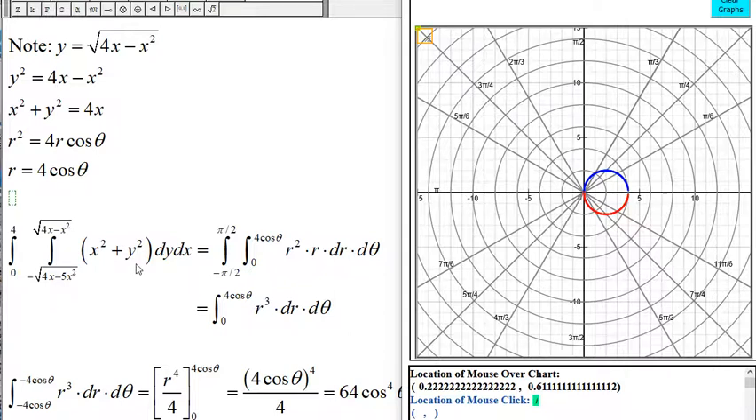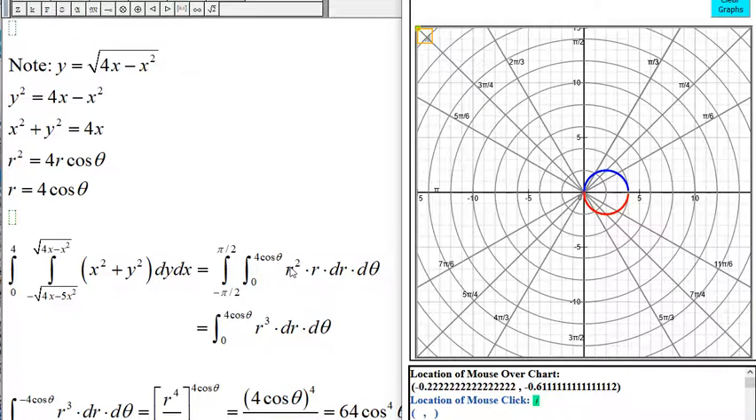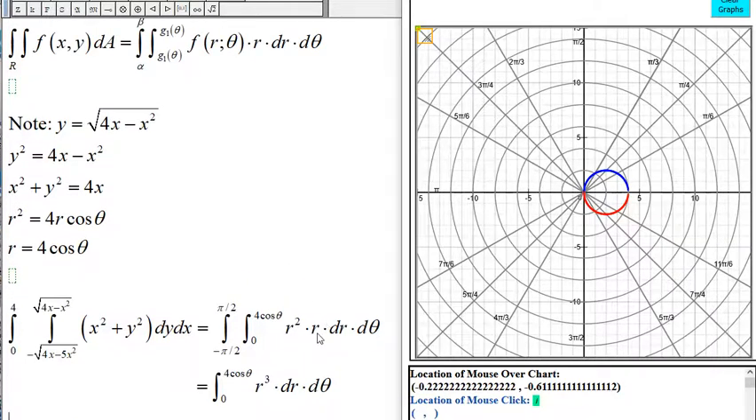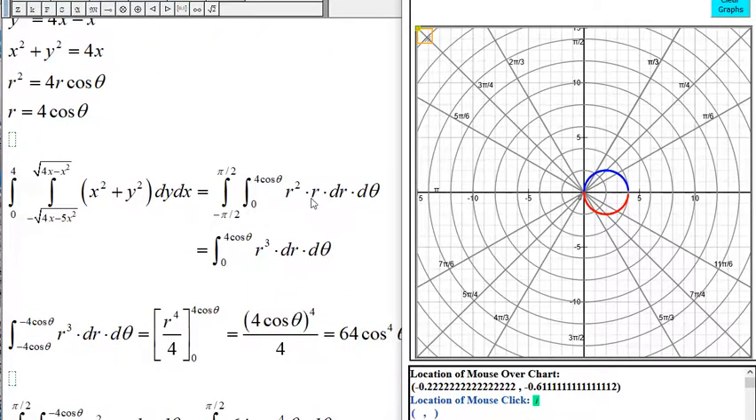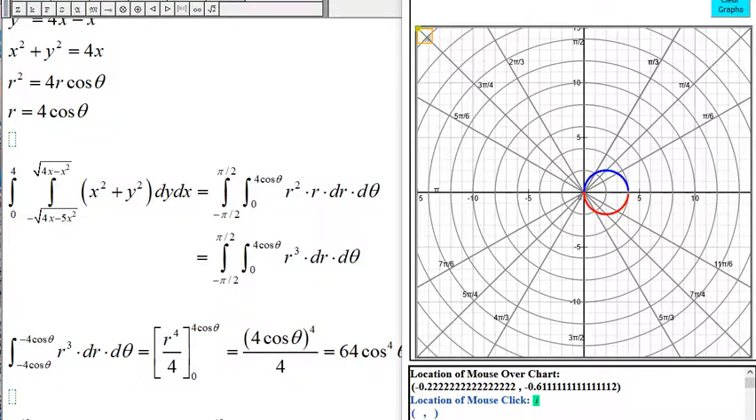x squared plus y squared is equal to r squared. And then we have r dr d theta. R squared times r is r to the third.